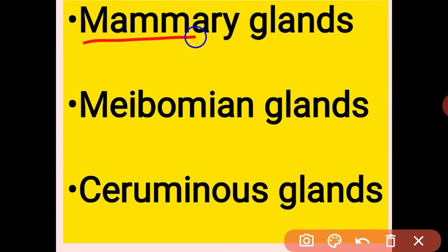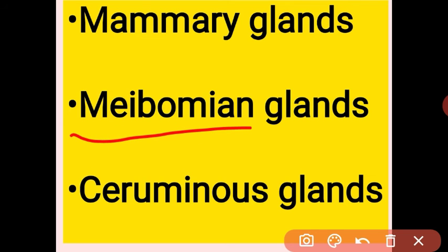Got it, student? The mammary gland is a modified sweat gland present in both male and female, but in the male it is in a rudimentary state. In the female, at puberty, it becomes enlarged in the form of breasts. And what is the main function? The secretion of milk for the newborn baby. Got it, student?